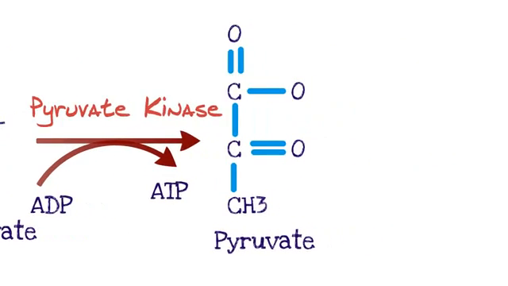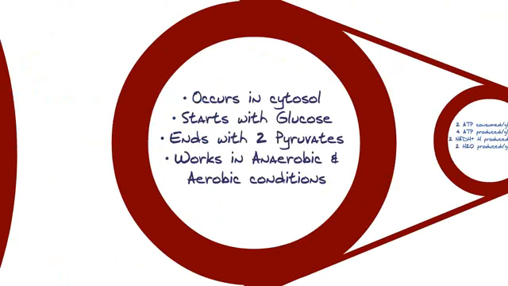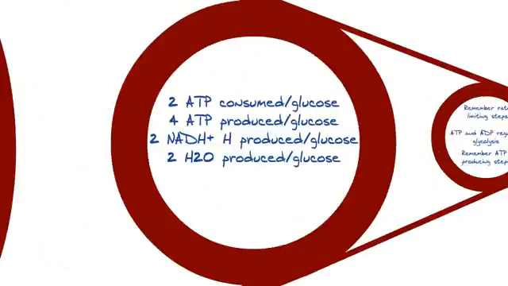So, what are the key points to understand about glycolysis? Well, first off, understand glycolysis occurs in the cytosol of the cell. You start off with glucose and you end with 2 pyruvates. Glycolysis works in both anaerobic and aerobic conditions. You produce 4 ATP but consume 2 ATP. So you net 2 ATP per glucose molecule. You produce 2 NADH and hydrogen ions for every glucose, and you'll be utilizing those later. You'll also produce 2 water molecules as well.